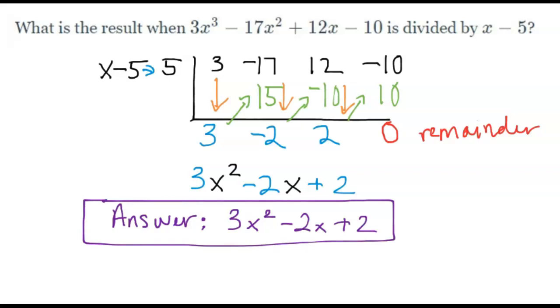So x minus 5 is a factor because the remainder is 0, and this is again one of the things we're looking for when we're thinking of zeros or factors. If the remainder is 0, then x minus 5 is actually a factor.